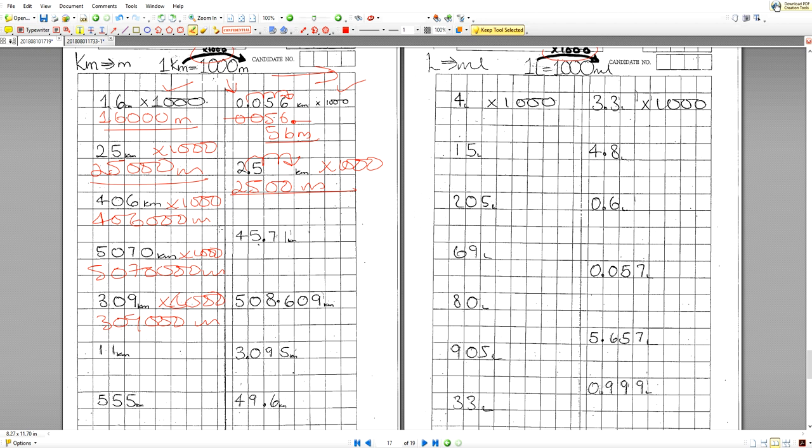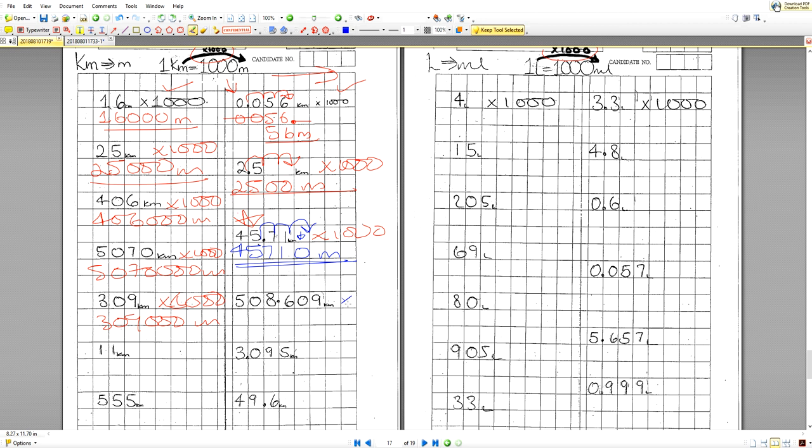Now, 45.7 kilometers, this question here. When we times it by 1,000, we get the decimal point, and we move it 1, 2, 3 places to the right. So copy down the 4, copy down the 5, and the 7, and the 1. And we have a gap here, an empty bit. So you put a 0 in there, and the decimal point lands here, but we don't need it there in the end. So it's 45,710 meters.